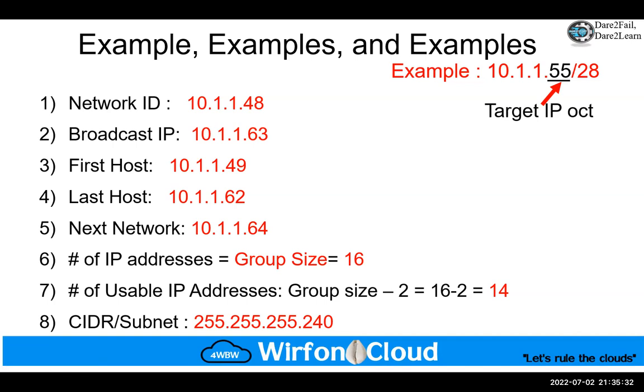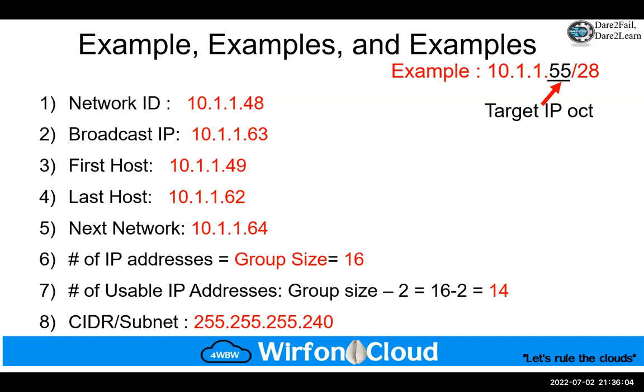So if I understand, we go from 0, 16, then 16 plus 16, that would be 32. Exactly. Then 32 plus 16, 48. 48 plus 16, okay, I get it now. 64, exactly. So we're going in increments of the group size, and our group size for the /28 is 16. So it's exactly as you were saying: 0, 16, 32, 48, 64.